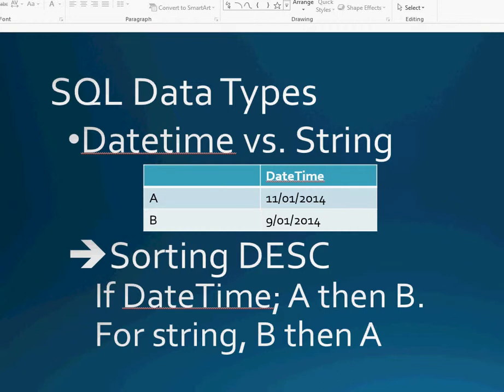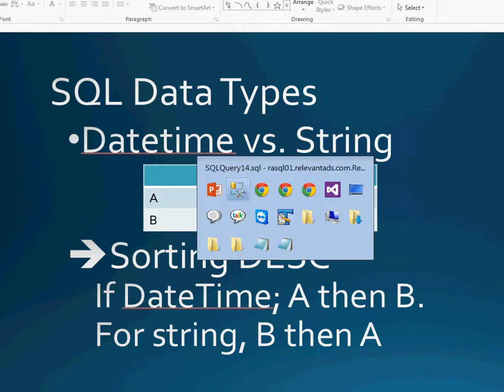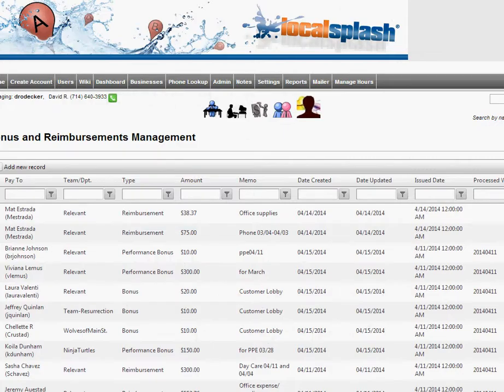But if you were to do it as a string, it would actually treat 9 as a higher character string, because 9 is higher in the ASCII character sequence than 1. It's comparing 9 versus 1, and it's going to have the opposite behavior. So let me show a real life example of this occurring.